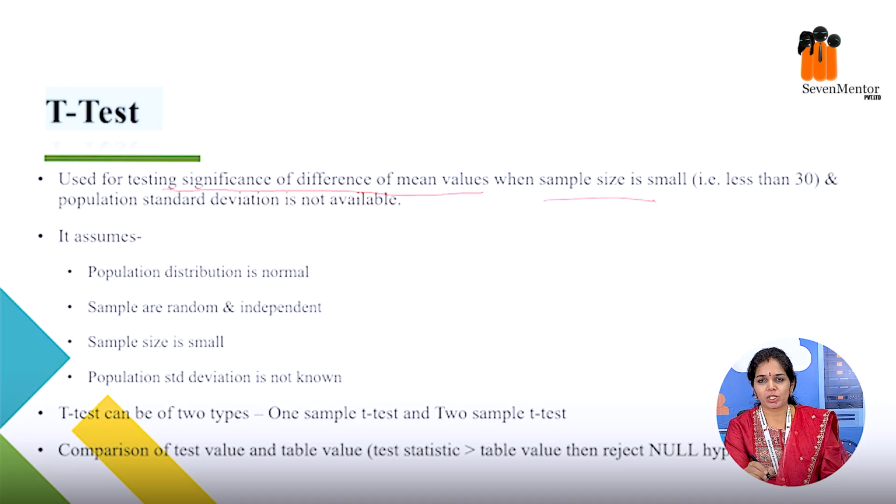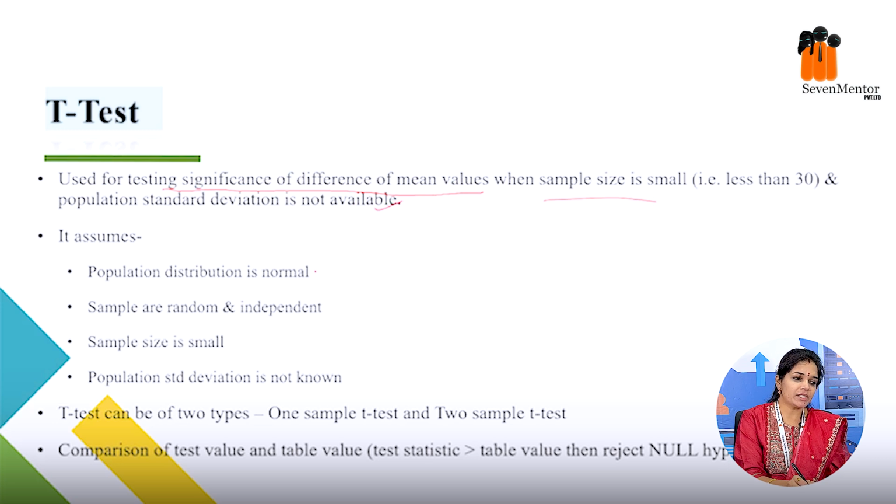Sample size is small, that is, it is less than 30, and population standard deviation is not known. In this case, where the population standard deviation is not known and sample size is also small, a t-test is performed.